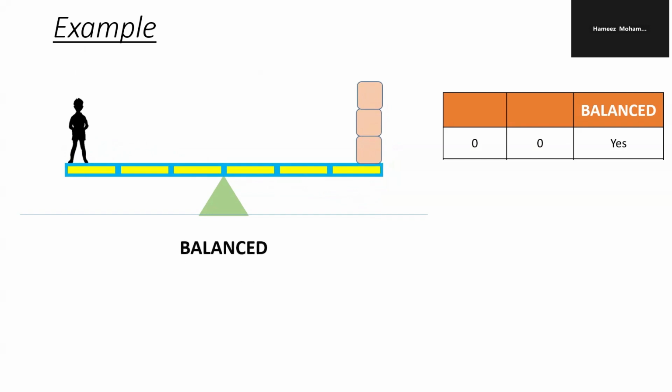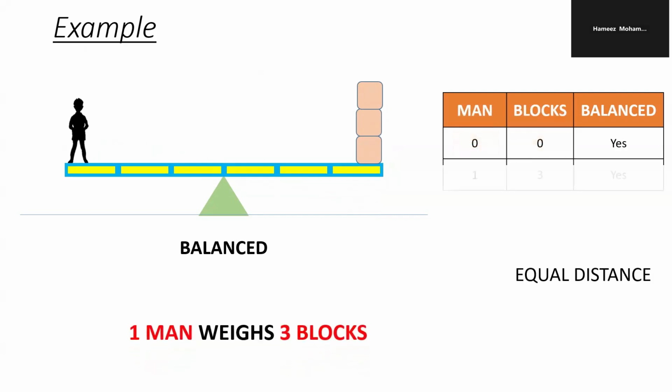What does that tell us? It gives us the idea that if we consider that they are equal distance apart, that one man or one boy weighs 3 blocks. So before it started, we had 0 men and 0 blocks, it was balanced. Now with 1 man, for it to be balanced, we need 3 blocks to balance it. And we start to see some sort of relationship between one and the other.